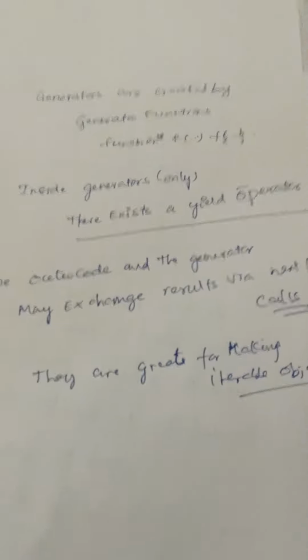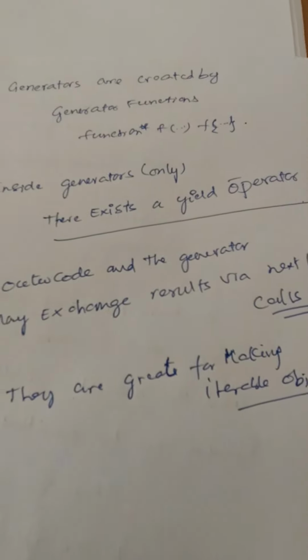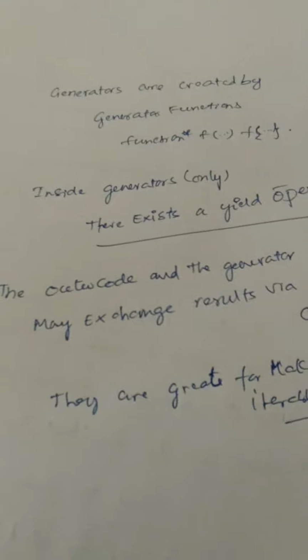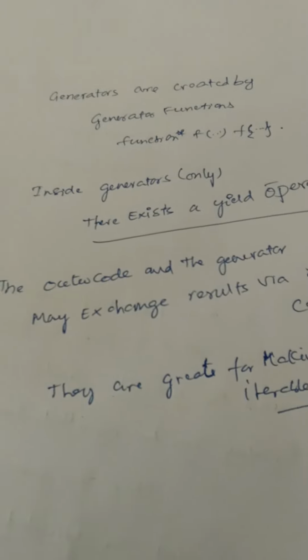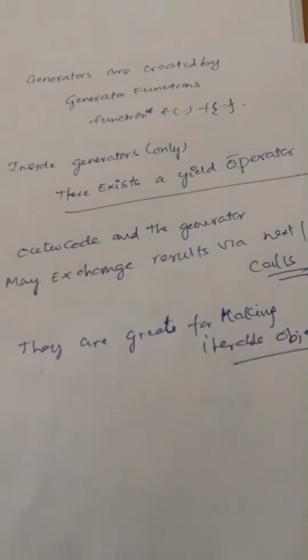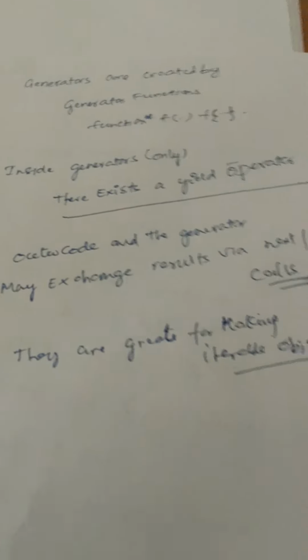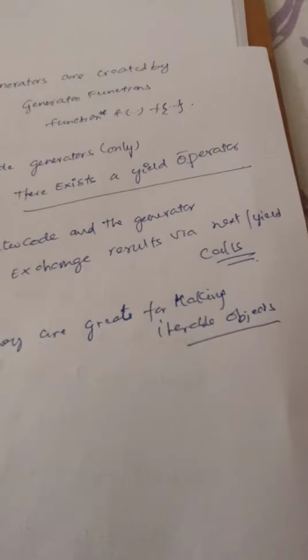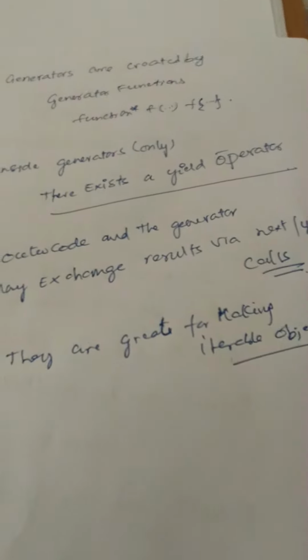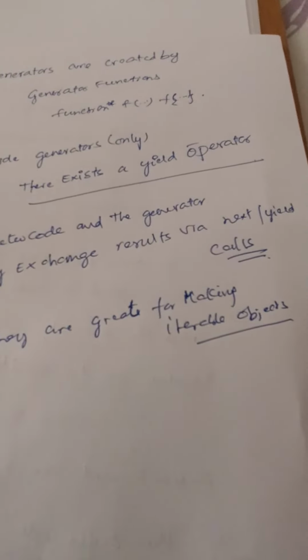Generators are created by generator functions, like function* f1, f2, f3. Inside generators only, there exists the yield operator. The outer code and the generator may exchange results via next and yield calls. So these generators are great for making iterable objects.